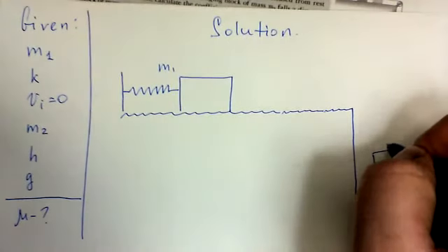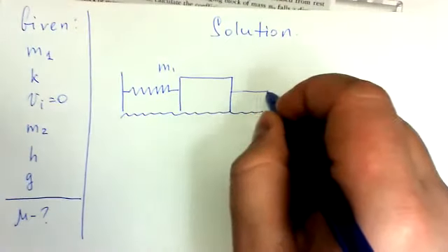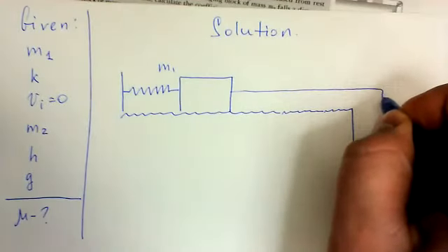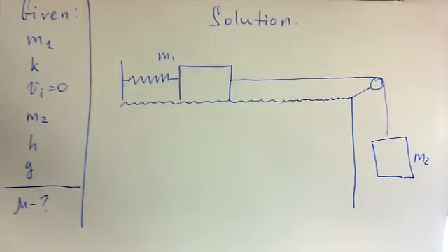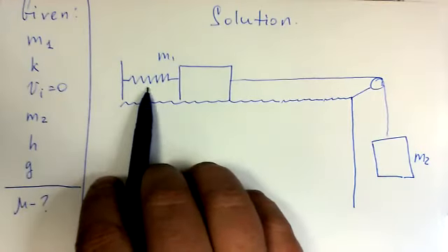So they're connected with an unstretchable string like that. Here is a frictionless pulley. That was at the beginning, so the spring was unstretched.